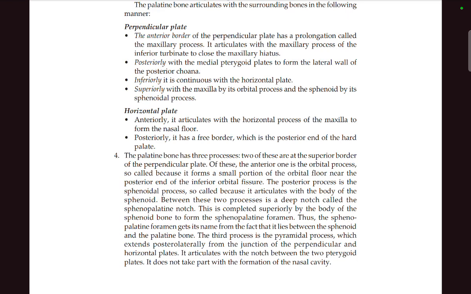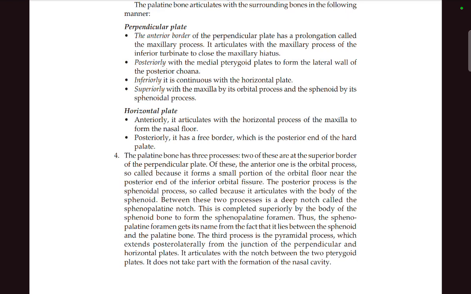Horizontal plate. Anteriorly, it articulates with the horizontal process of the maxilla to form the nasal floor. Posteriorly, it has a free border, which is the posterior end of the hard palate. The palatine bone has three processes, two of which are at the superior border of the perpendicular plate.